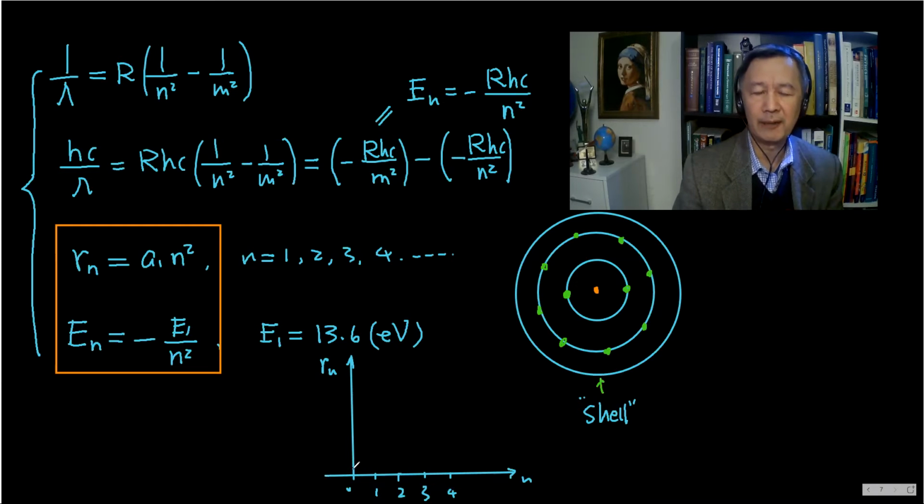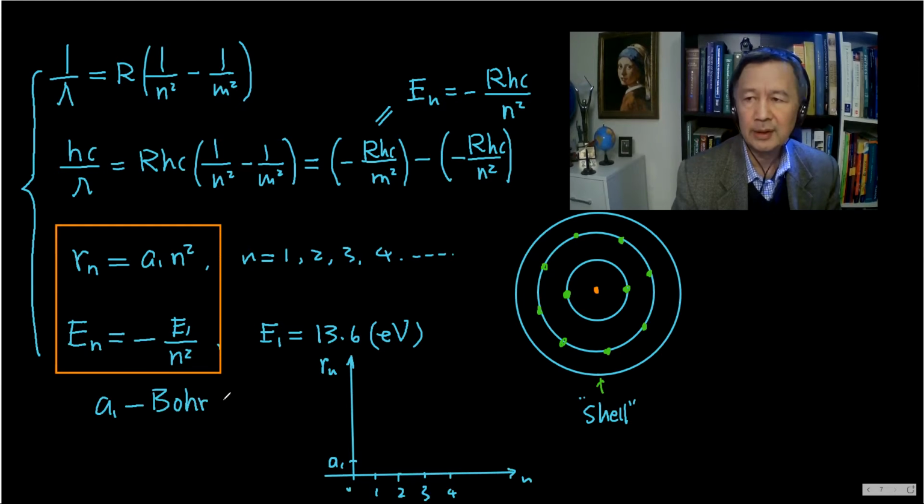Okay, because if this is 1, so this is this Bohr orbit. So A1 is called the Bohr radius, the smallest radius in the hydrogen atom, or the smallest distance between proton and electron.